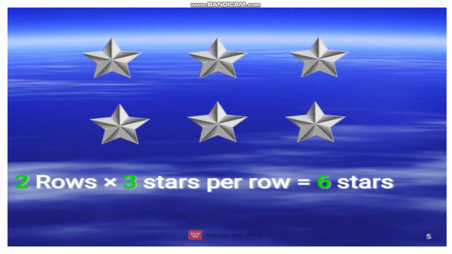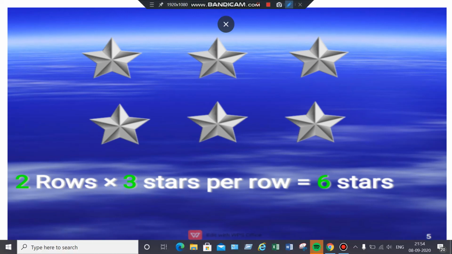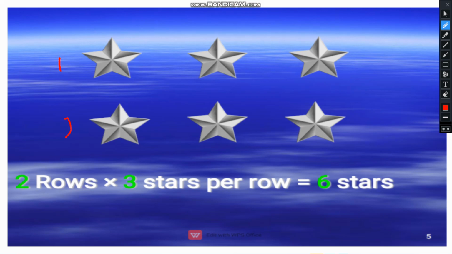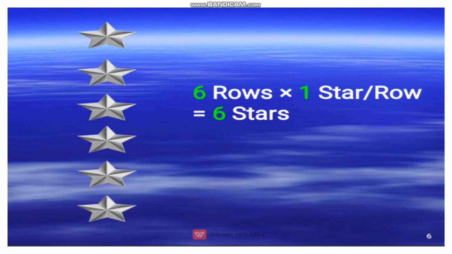Now another way is we are having 2 rows and 3 stars in each row. So in all we again get 6 stars. This is row number 1 and row number 2, and in each row we have 1, 2, 3 stars. So in total, 2 into 3 is 6. Now you can arrange it vertically like this. So there are 6 rows now, with 1 star in each row. So 6 into 1, again 6 stars.